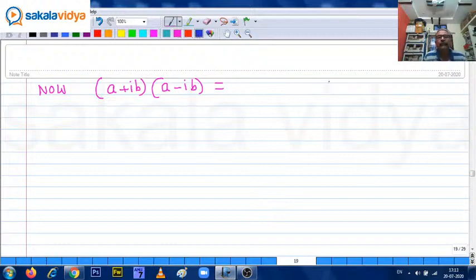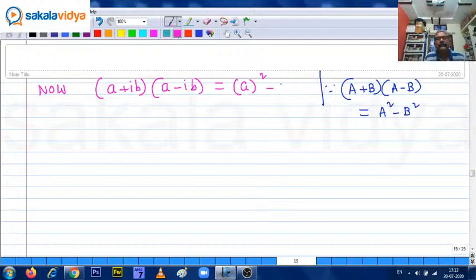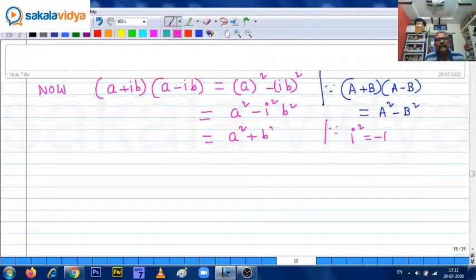Now we have one important formula from algebra, a plus b into a minus b, which equal to, everybody knows, a square minus b square. So that means this can be written now a square minus ib whole square. We get a square minus i square b square. Already we had a discussion, i square is minus 1. So a square minus i square b square means plus b square. So for example, this is z, this is z bar. z into z bar is equal to mod z square.